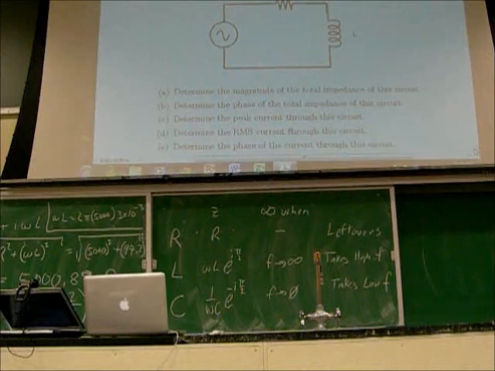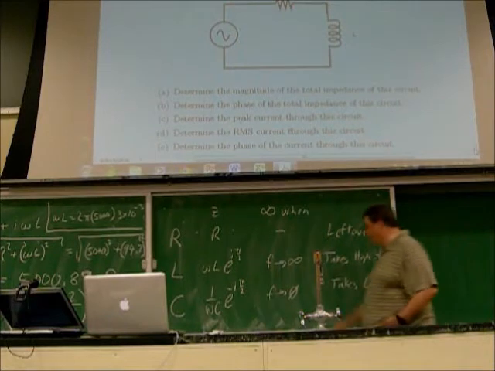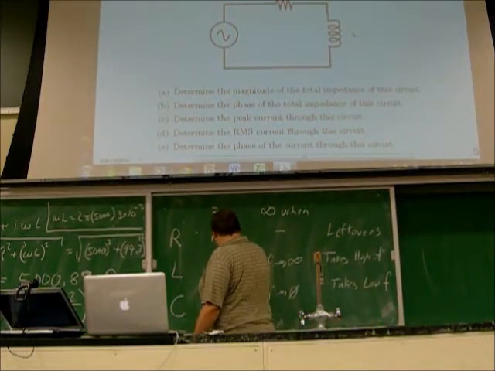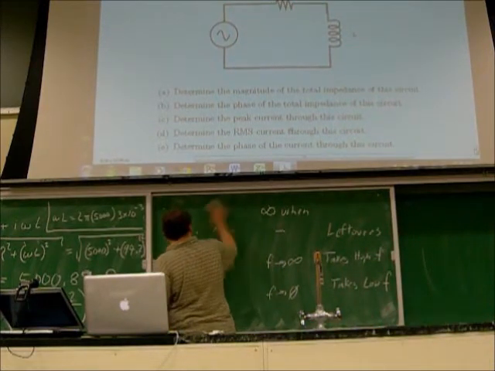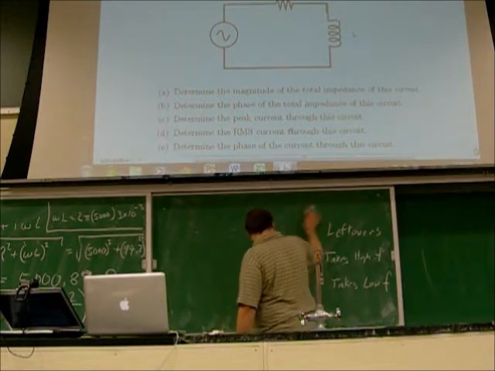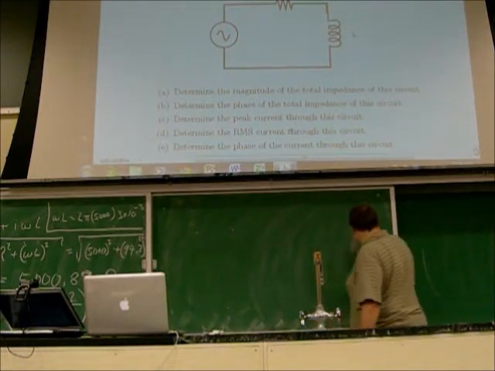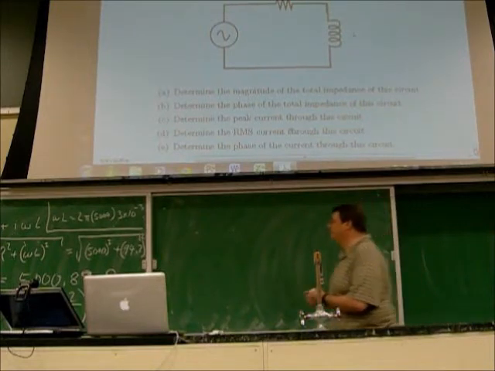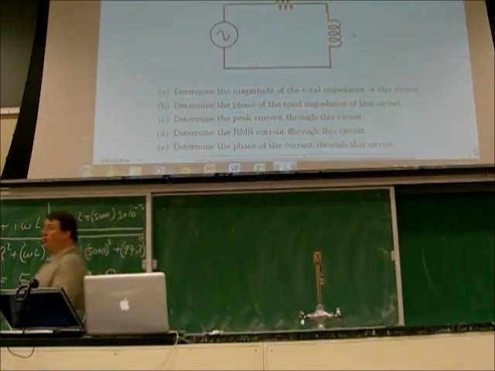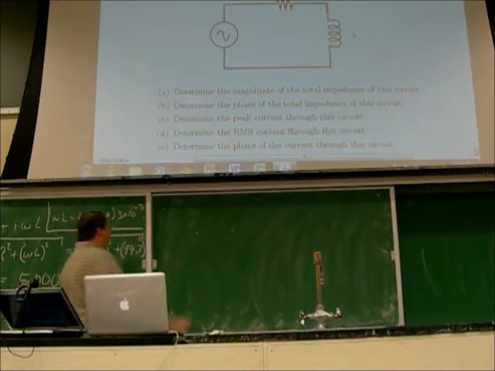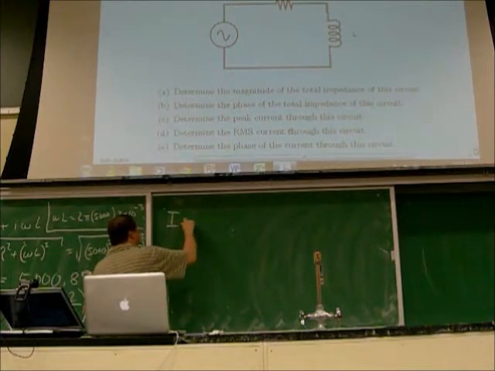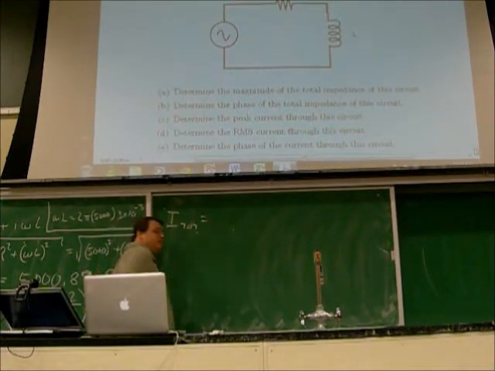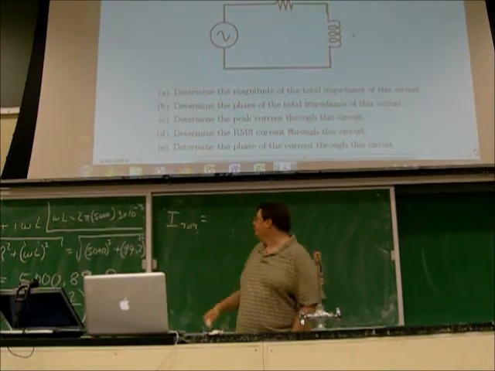So, starting to feel reasonable. The whole circuit is almost like the inductor wasn't there. Now, how would I get the total current? I total equals V total over Z total.